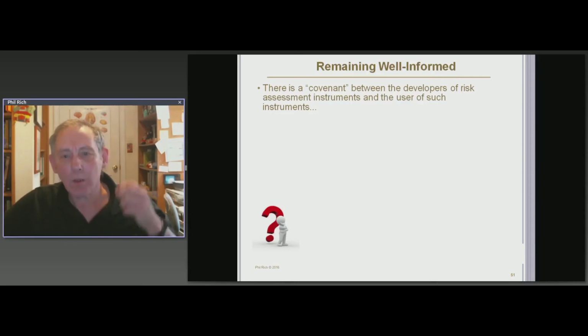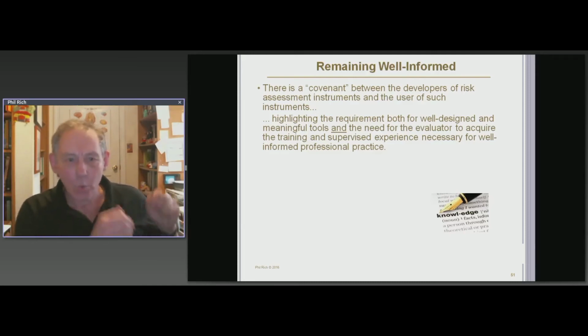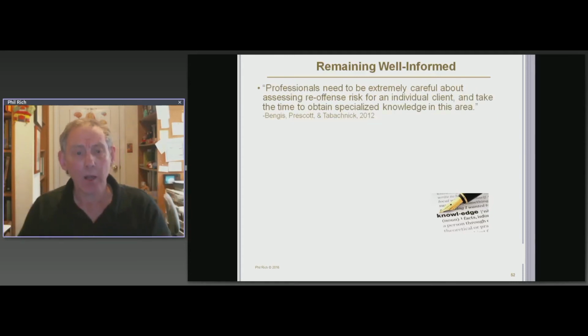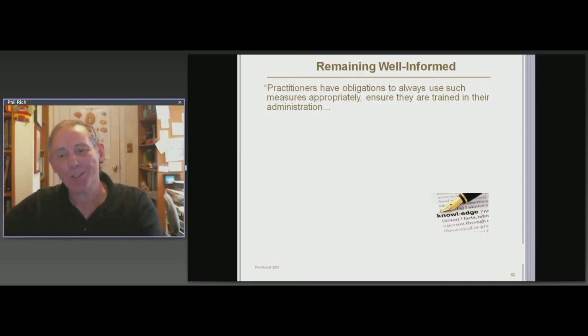There's a covenant between the people who develop these instruments, the authors, and the users of those instruments. For most of you, that's you guys. And that highlights the requirement that you should expect in that covenant for well-designed, well-developed, meaningful tools, but also for the evaluator to acquire the kind of skills, the supervision, the experience that's necessary for well-informed professional practice. Again, from the article by Steve, David, and Joan back in 2012, professionals need to be extremely careful about assessing reoffense risk for an individual client and take the time to obtain specialized knowledge. Highlighting even further the responsibility of the end user, the evaluator, the person who uses those instruments.